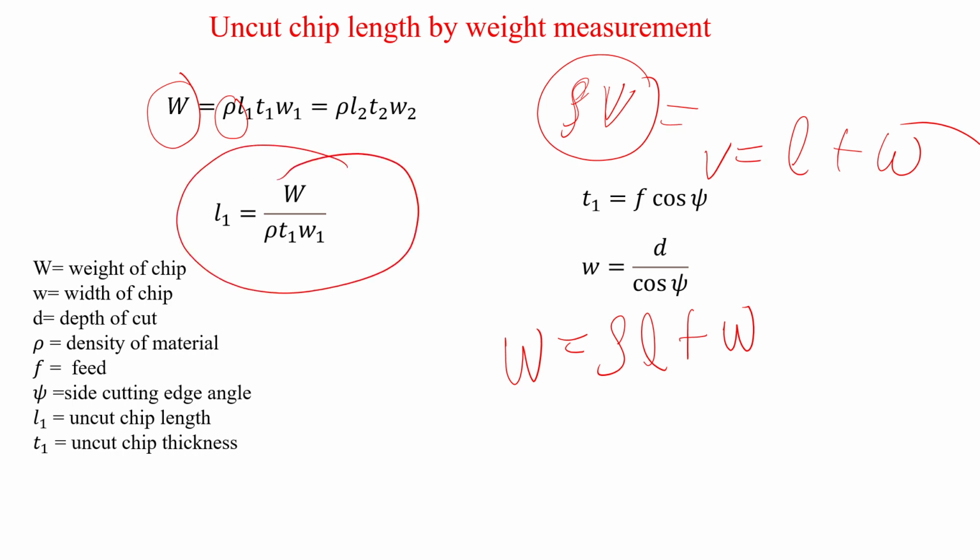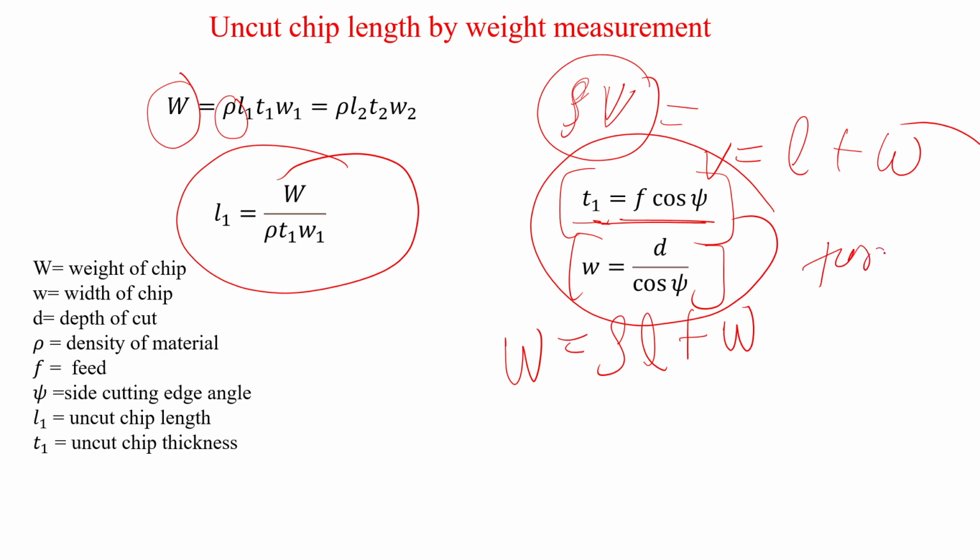How to find the length? If we know the weight of the chip and the density of the material, we can find the length of the uncut chip material. And T1 and T2 can be found through this formula. T1 is the uncut chip thickness, which is a very famous formula of turning: f cos psi, where psi is the side cutting edge angle, and w is d by cos psi.